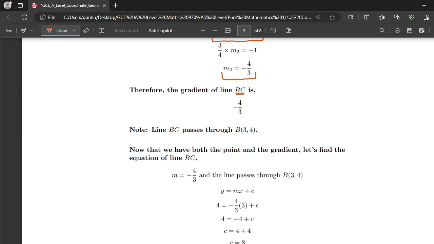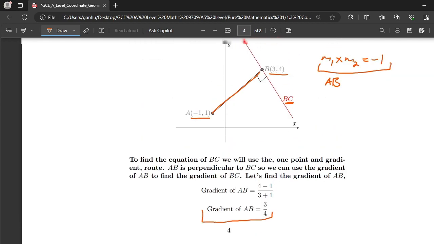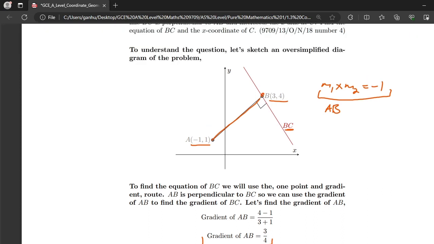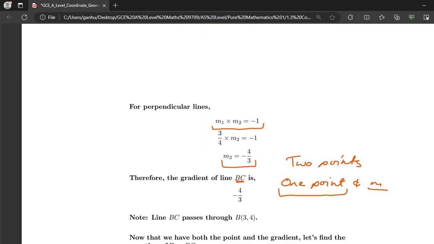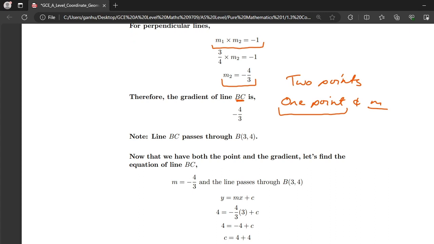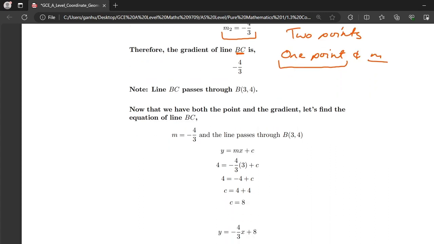Now remember that to find the equation of a line, we either need 2 points that lie on the line or 1 point together with the gradient. In this case, we already have the gradient, and if you remember, we've been given a point that lies on the line BC. So we know that B itself lies on the line BC, so we can use it as our 1 point. Now that we have 1 point as well as the gradient, we can find our equation.